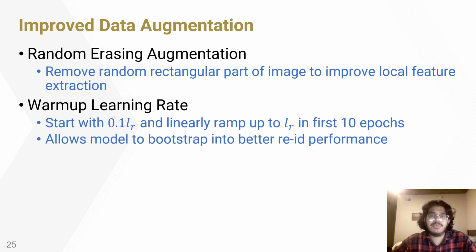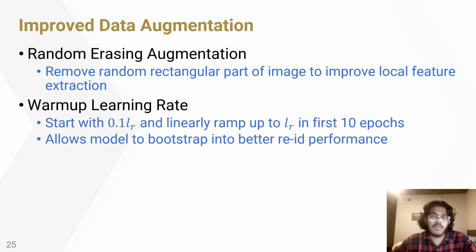Finally, we add 2 data augmentation techniques. Random erasing augmentation has been shown to work in person re-ID. With it, we remove a random rectangular part of an image and replace it with a pixel average of the rest of the image. This way, the model has to make do without some important components and has to learn about local features from other parts of the image.